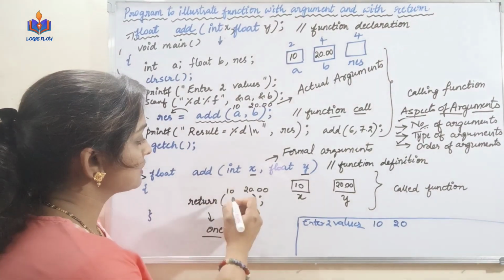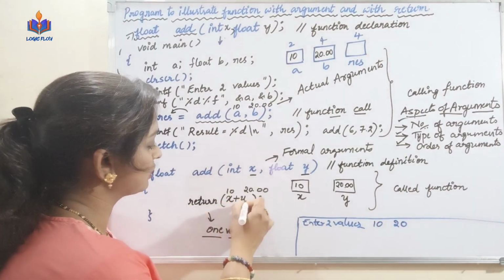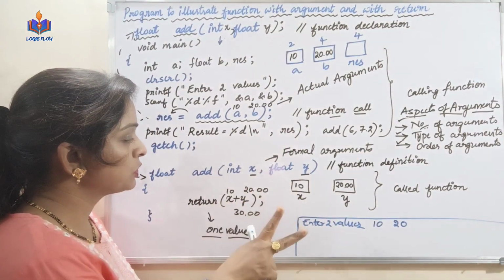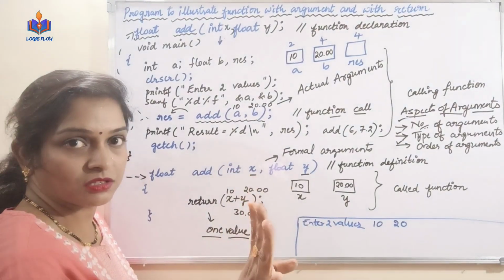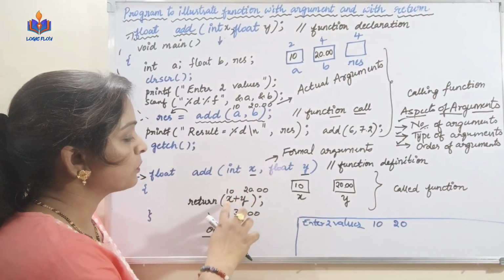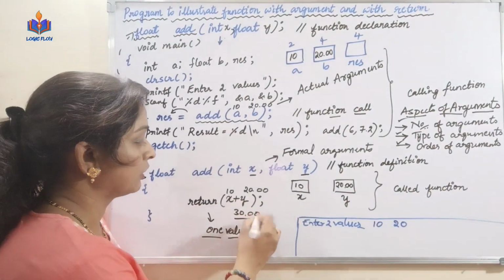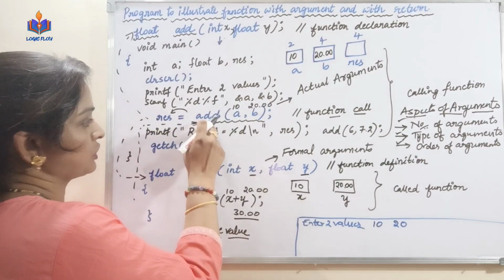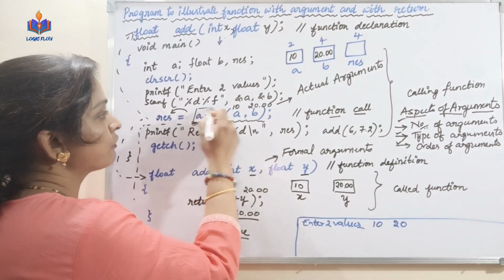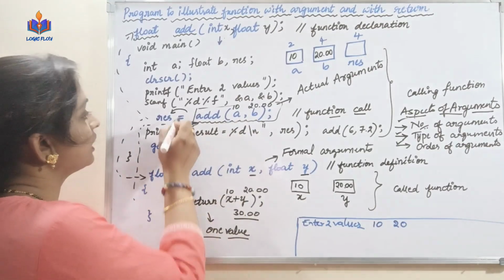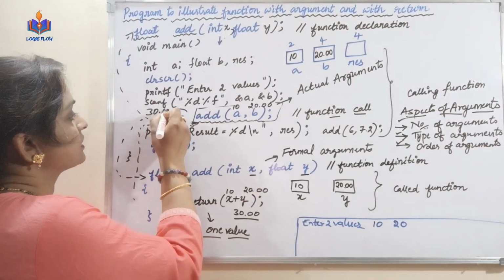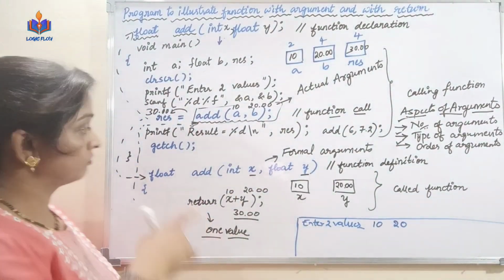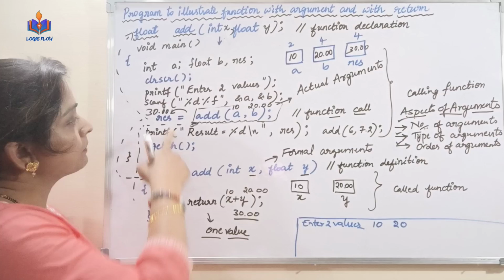So return, I say x plus y. I need not use one more memory; I do the computation and then return. I can do two tasks at a time. Compute and then return. Return x plus y. So it is going to compute x and y, then return the result to the place where the function was called, which is here. So what is the result of add of a comma b? It is 30. Store that in res. So here what I got in res? 30.00. Float. Return float. So 30.00 is returned here.